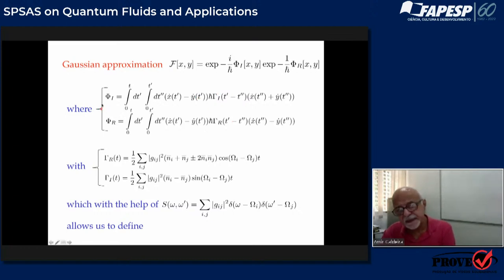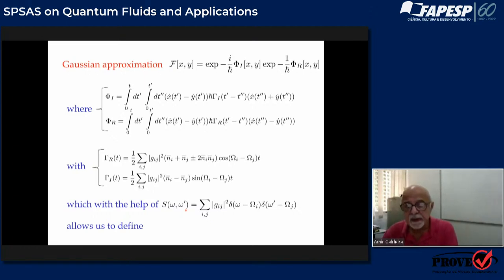And these are the imaginary and real parts of the influence functional. These gamma R and gamma I are given by this transition matrix element for the momentum, and thermal numbers. And this, instead of a J function, a spectral function, I can also define a sort of scattering function, which can be related to the former one too, to the J function too.